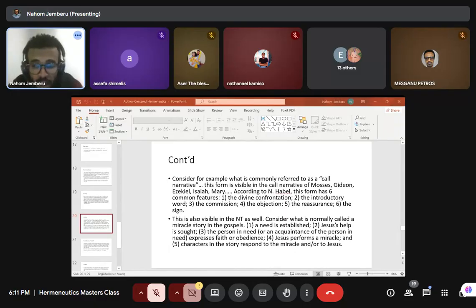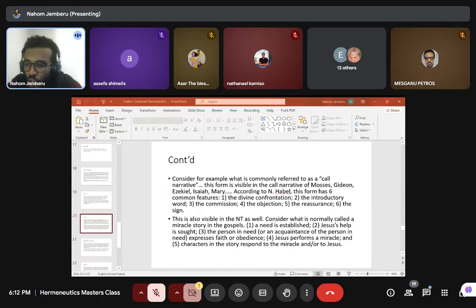If you compare the texts describing when Moses, Gideon, and Ezekiel were called to service, they follow the same form. There are similarities. So the first one is that there will be a divine confrontation. An angel of God might appear and confront that specific person, and that divine agent will introduce himself in all cases. So in the case of Mary, for example, he says he is Gabriel, and then the commission comes. The will of the Lord is actually expressed. So the Lord wants to do this with you, or the Lord wants you to go there or to do that.